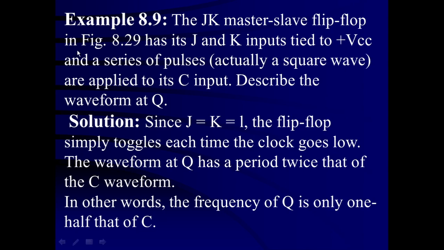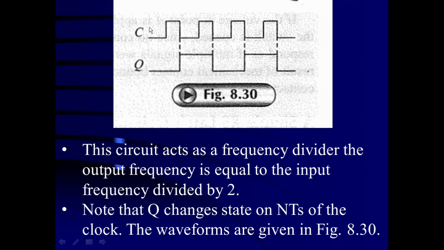The JK master slave flip-flop in figure 8.29 has its J and K inputs tied to plus VCC, that means toggle mode, and a series of pulses, actually a square wave, are applied to its clock input. Describe the expected waveform at Q. Since the J and K inputs are 1, the flip-flop simply toggles each time the clock goes low. The waveform at Q has a period twice that of the clock waveform. In other words, the frequency of Q is only one half of the clock frequency.